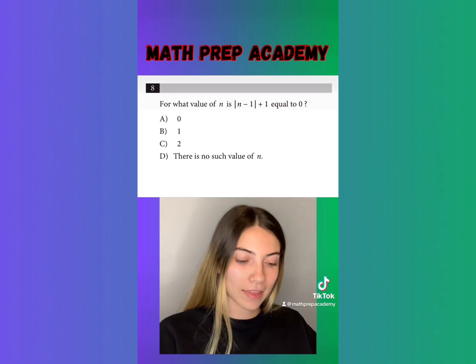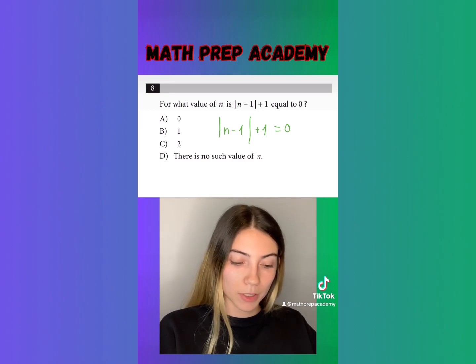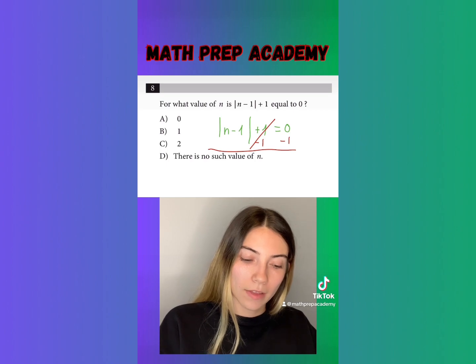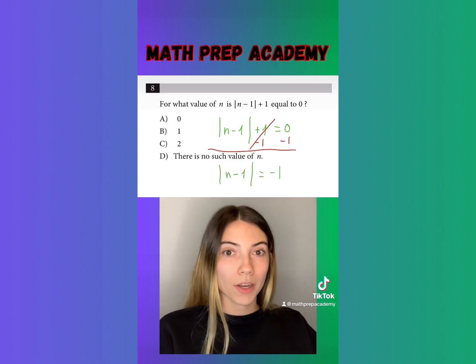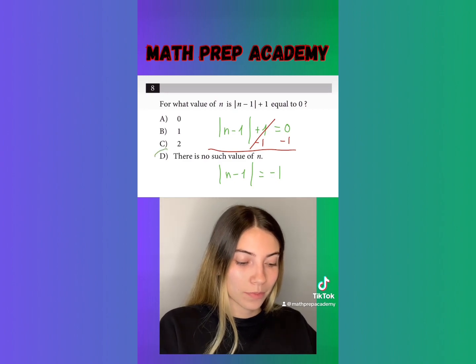Do you know how to answer these questions right here? Well, they tell us that the absolute value of n minus 1, plus 1, is equal to 0. So to get rid of this plus 1, we can subtract 1 on both sides. These two cancel out. And that gives us that the absolute value of n minus 1 is equal to -1. So as we know, an absolute value is never going to give us a negative answer. So the answer is D.